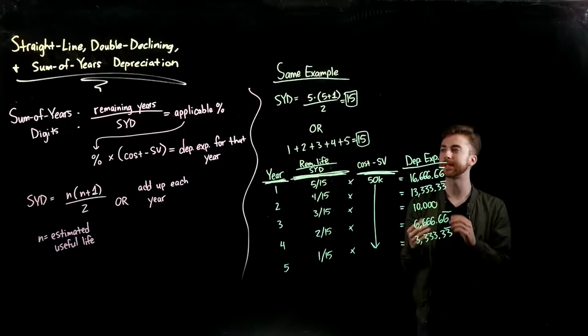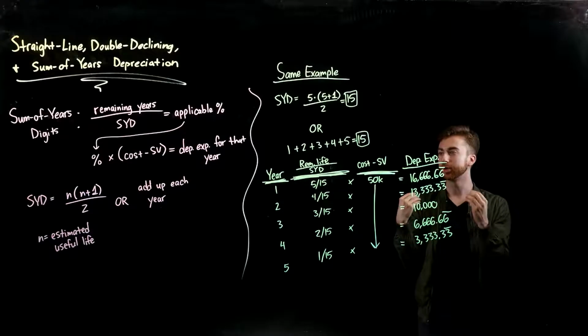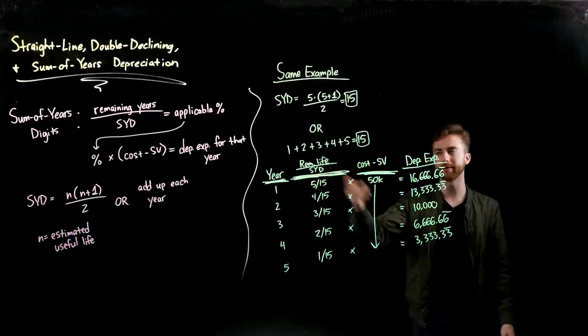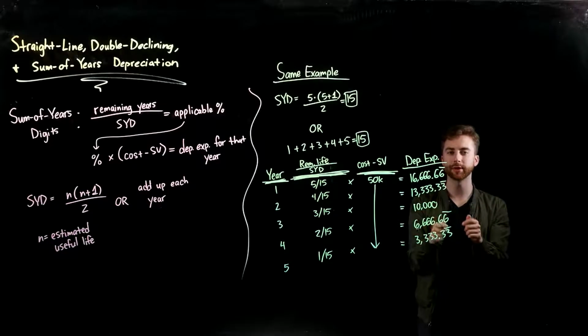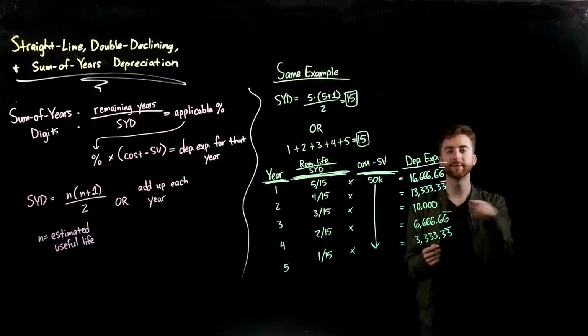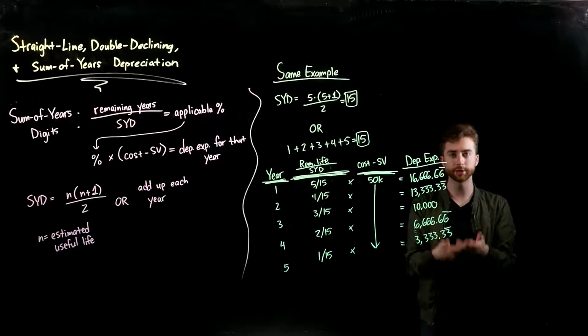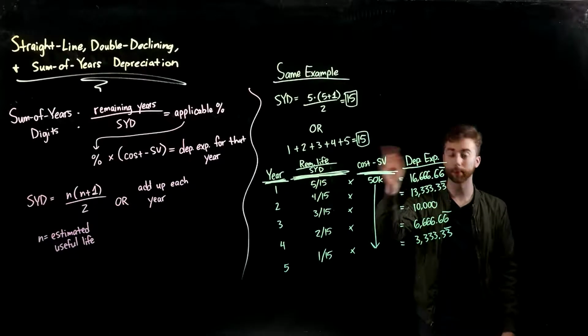So what you do is that you find this applicable percentage and multiply it by your cost minus salvage value. To start off with, the way you get that applicable percentage is that for a particular year, you see how many remaining years you have left for that asset. Take that number and divide it by what's known as your sum of years digits value. And so when you divide that, you get your applicable percentage.